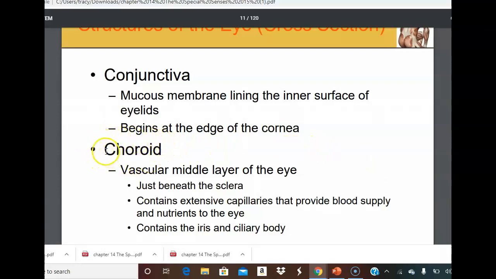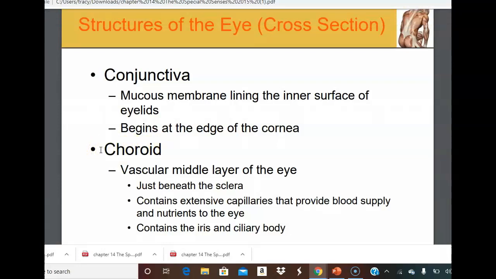Then we have a middle vascular layer of the eye. So we have an anterior layer. This is sort of the middle layer, the choroid. This is just beneath the sclera, and it basically is the extensive capillary and blood supply to the entire eye. So that's a very important layer because it allows the area to maintain nutrients, so that the eye, which is very vascular, has the oxygen supply it needs to function.